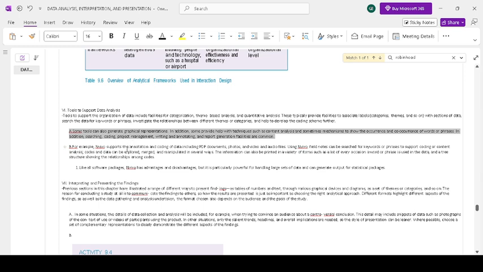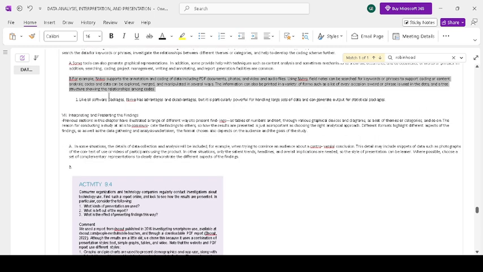Some tools can also generate graphical representations. In addition, some provide help with techniques such as content analysis and sometimes mechanisms to show the occurrence and co-occurrence of words or phrases. In addition, searching, coding, project management, writing and annotating, and report generation facilities are common. For example, NVivo supports the annotation and coding of data, including PDF documents, photos, and video and audio files. Using NVivo, field notes can be searched for keywords or phrases to support coding or content analysis.